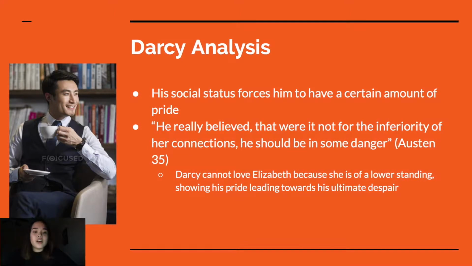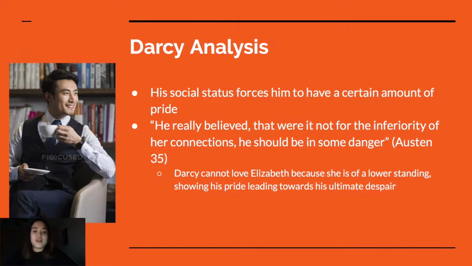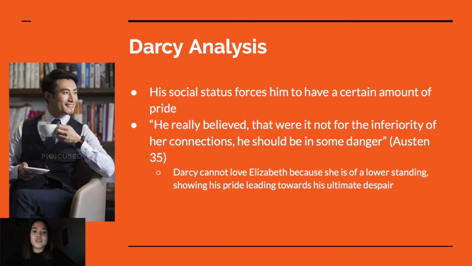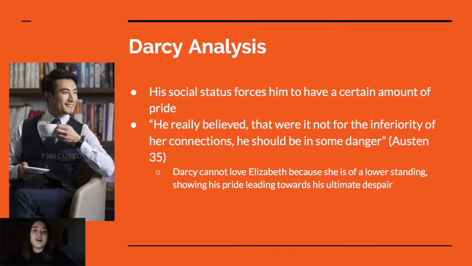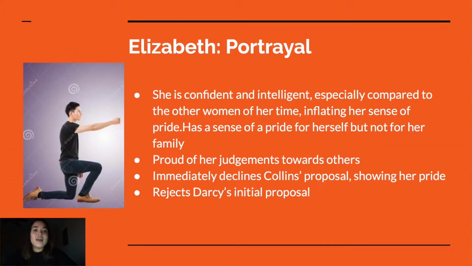Darcy's growth in the story comes when he decides to pursue Elizabeth, accepting his feelings for her despite his pride. In the end, Austen is able to show that in order for happiness to be achieved, pride must be pushed aside, as Darcy is finally happy when he accepts his feelings for Elizabeth.